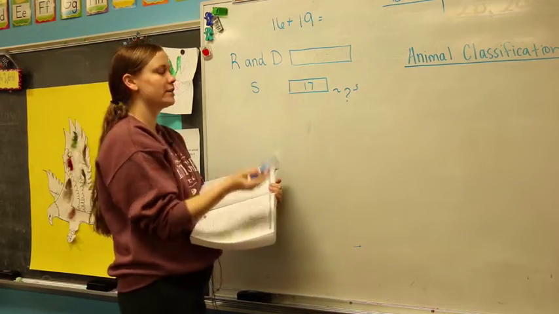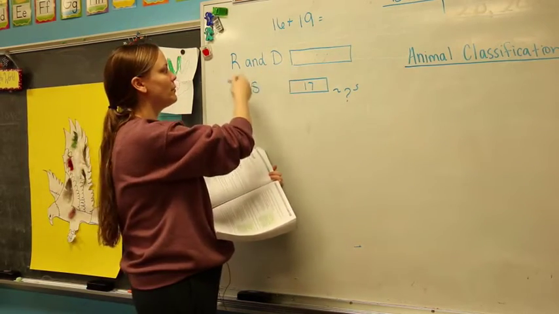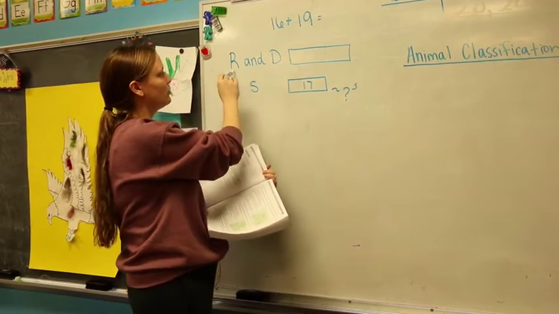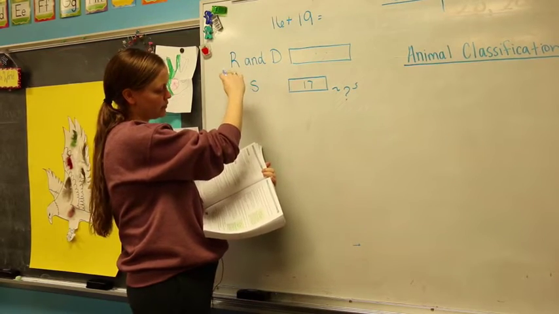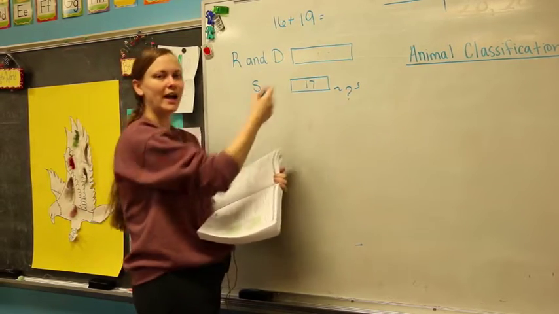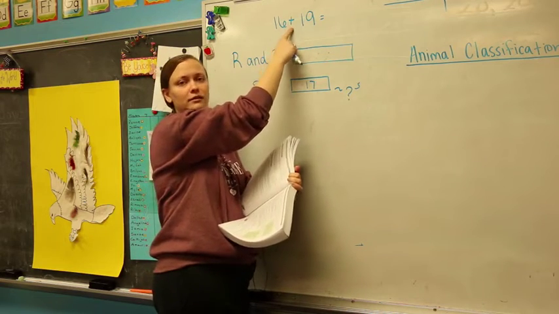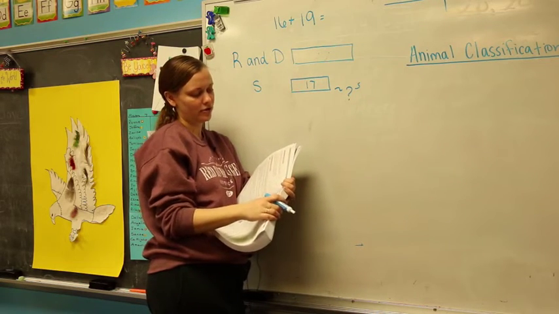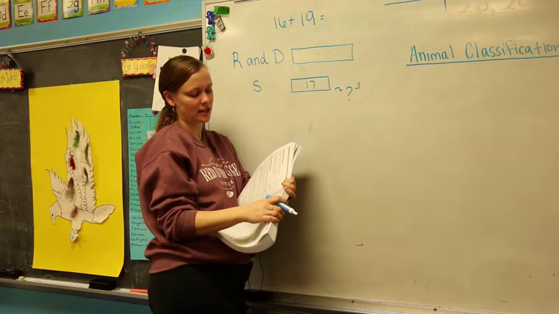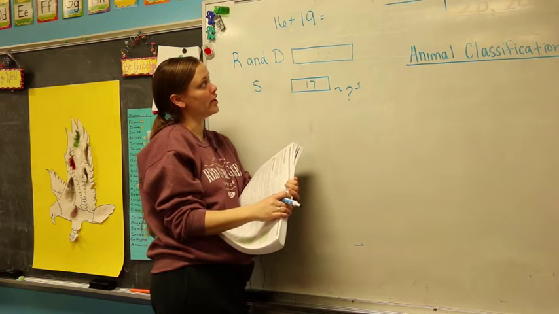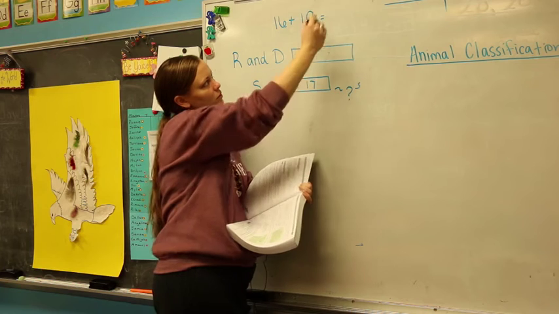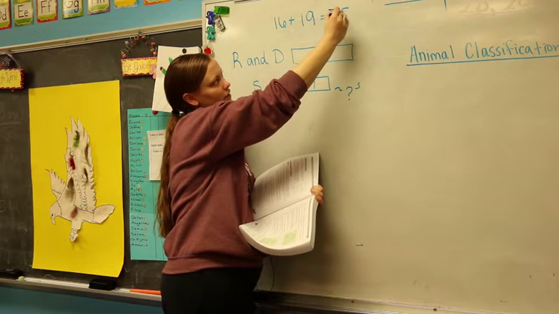So again, just like you did on lesson 1, I want you to copy down this tape diagram. R and D, that stands for robins and ducks. We have to combine those two. And when you put them together, what are you going to do? You're adding them together. So you have to add 16 robins and 19 ducks. That's step number 1. So go ahead and do that. When you put them together, that is 35.